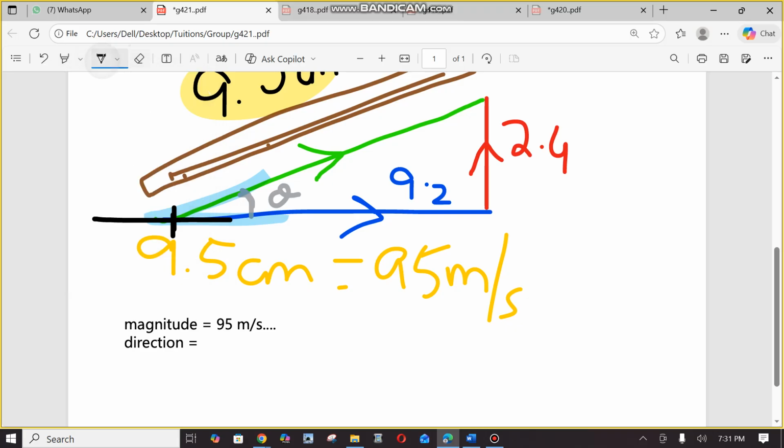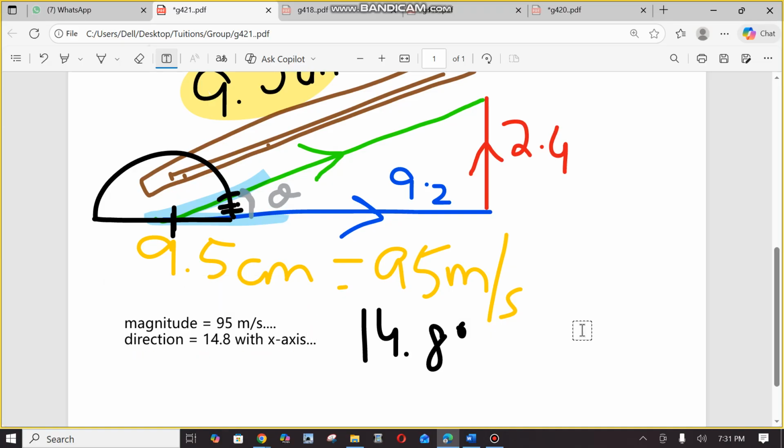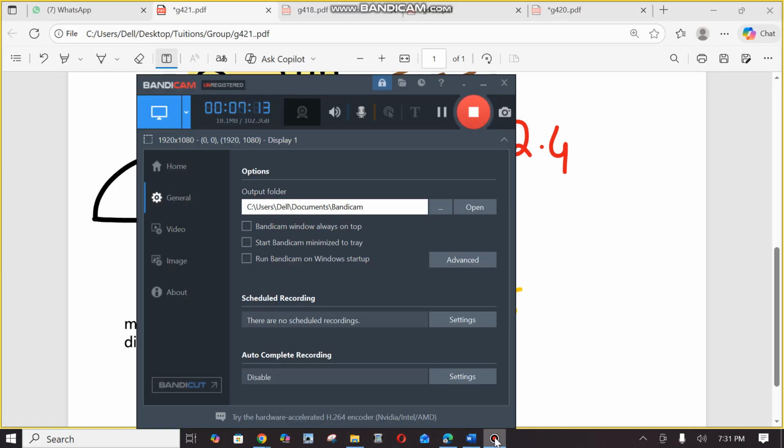Then you will measure the angle from 0 here. For example, it comes out to be 14.8 degrees on my protractor. So this is with the x-axis. We will have to write the direction as 14.8 degrees with the x-axis. That is going to give us the final resultant answer of this complete question.